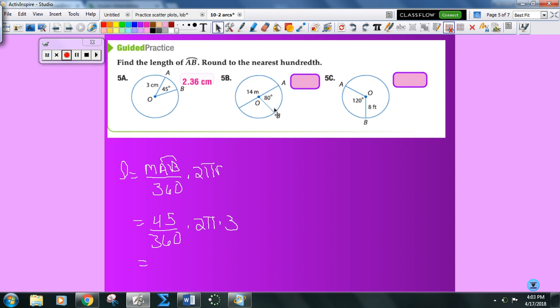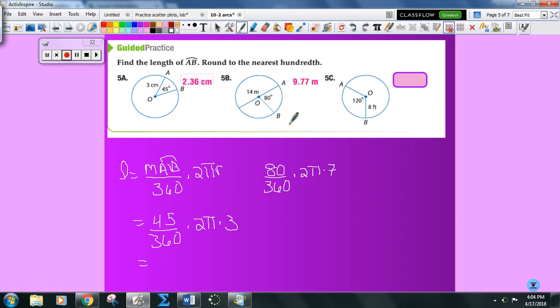Here again, I'm looking for the length of arc AB. So yet again, I use this exact same formula. However, in this one, it's AB over 360 times 2 pi times 7, because I only want to use the radius. The diameter is 14. I do that calculation, and it's 9.77.